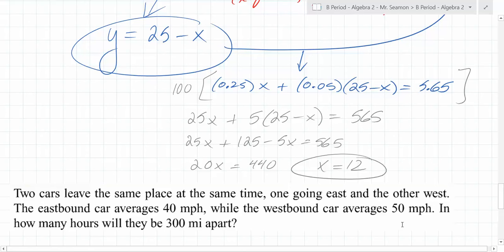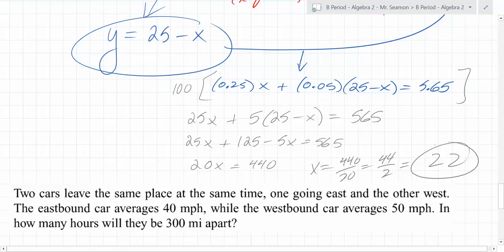Good. Who got 12 for x? Anybody get 12 for x? 1.2. Okay, that's probably not going to be correct. Why? It's a number of quarters. Okay, I think the answer is 12. Oh, wait, did I just do the math wrong? That's terrible math. 440 over 20 is the same thing as 44 over 2, which is the same thing as what? 22. I am totally wrong.